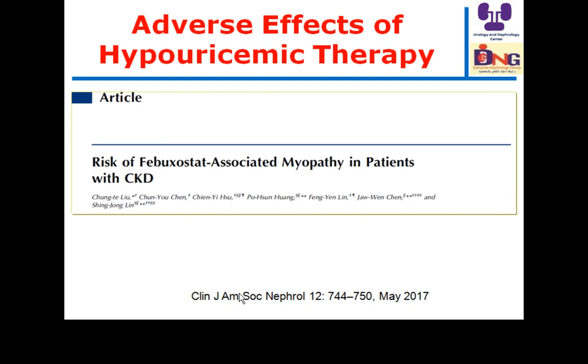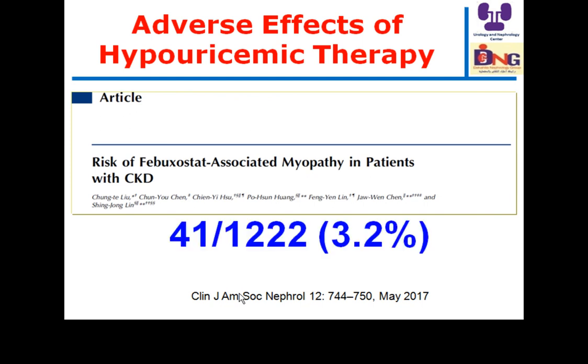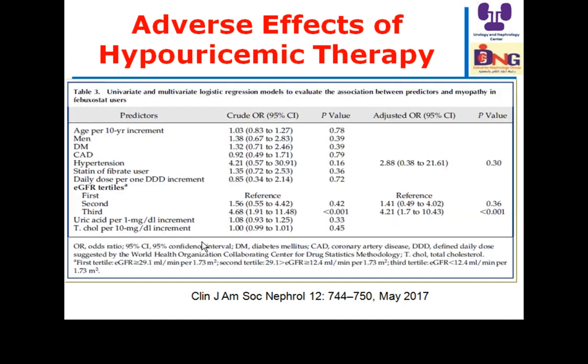Another interesting point is febuxostat-associated myopathy in patients with chronic kidney disease. This is a study that included more than 1,300 patients; 1,222 had chronic kidney disease. In these patients, 41 had myopathy, with presentation of either myositis or rhabdomyolysis. And the most important risk factor is advanced CKD. So again and again, it's better not to use febuxostat in stage 5 chronic kidney disease and in dialysis patients.